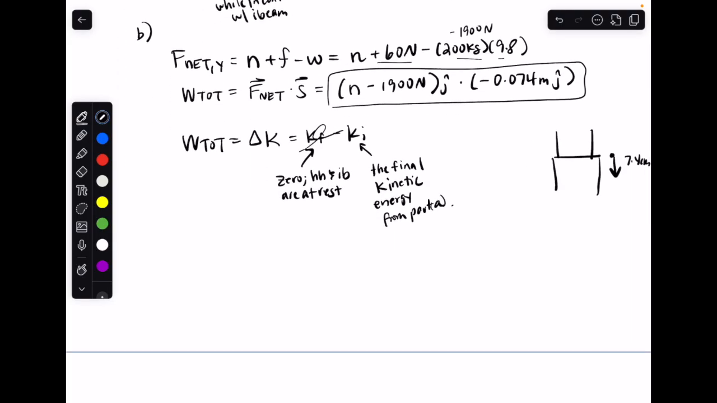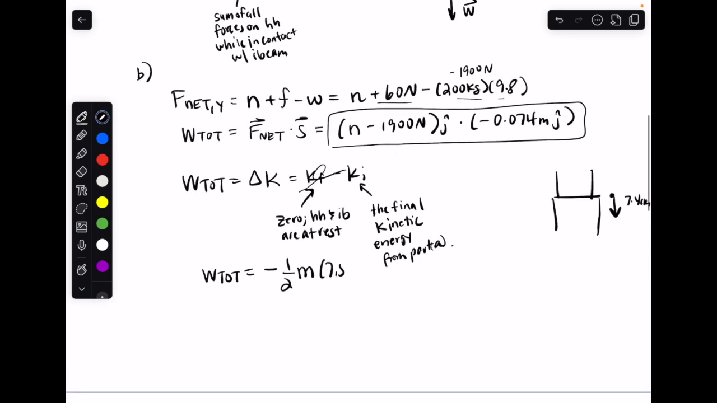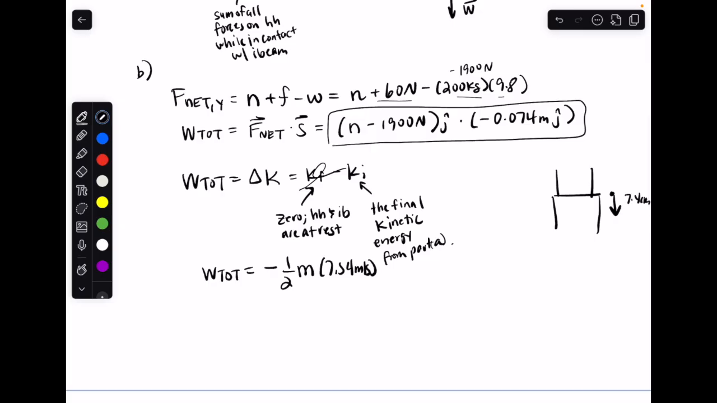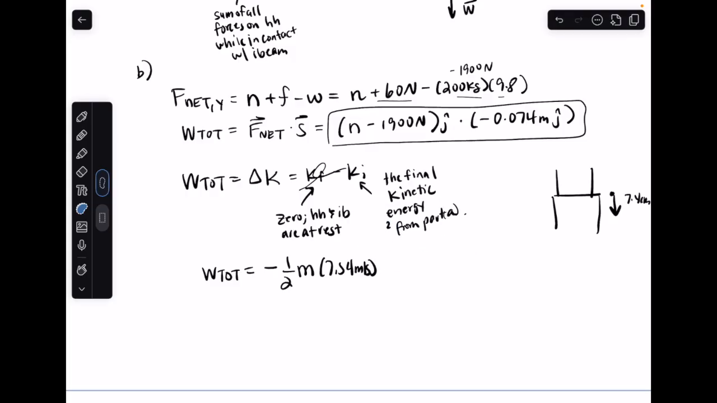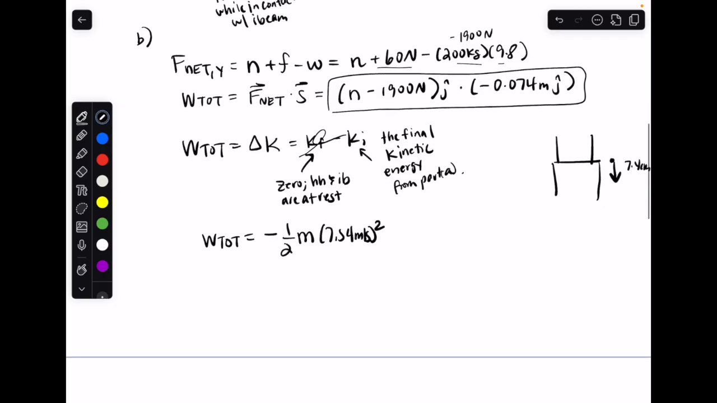So this is 0. Our total work done using the work energy theorem is going to be negative 1/2 m times 7.54 meters per second squared. And let's get a value for that: 200 kilograms.